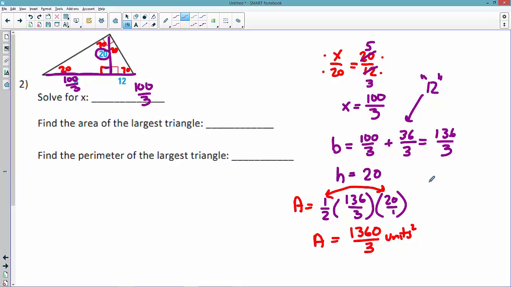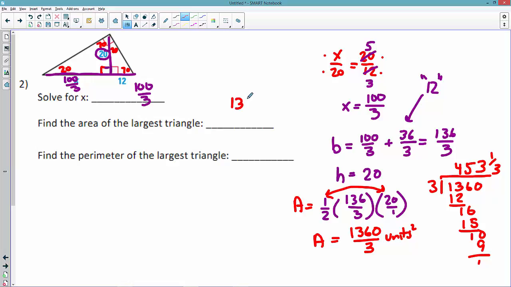If you really want to see how big it was, you could always do this to get into a mixed fraction. Okay, 3 goes in here 4 times. That's 12. 16. 3 goes in there 5 times. 3 goes in there 3 times. That's 9 with a remainder of 1. So it's 1/3, right? So it's 453 and 1/3. But you can leave it improper. That's what I'm going to do because Mr. Campbell said we could, and it makes things easier to deal with.